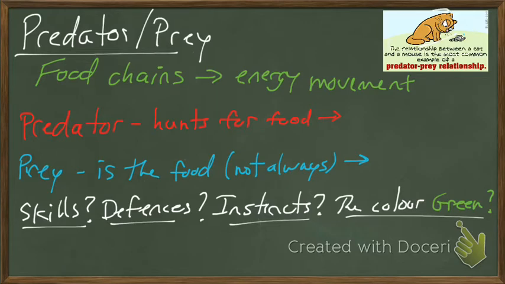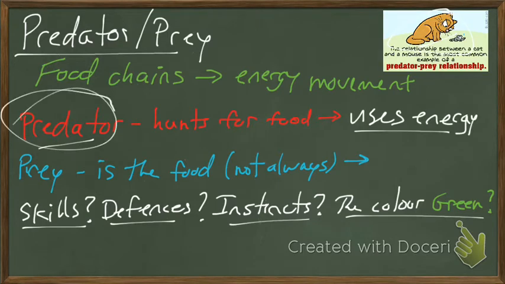So you can see this cat going for this mouse. The relationship between a cat and mouse is an example of a predator-prey relationship. So the cat, in this case, is our predator. It hunts for food, and this uses energy. So a predator's main use of their energy is to hunt. Okay? Predators hunt. Prey, in this case, the mouse is the prey.